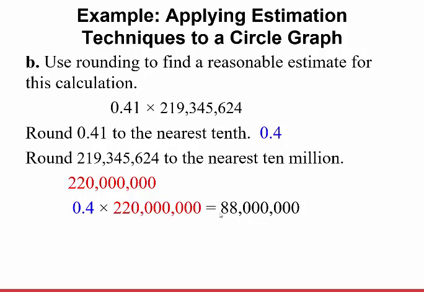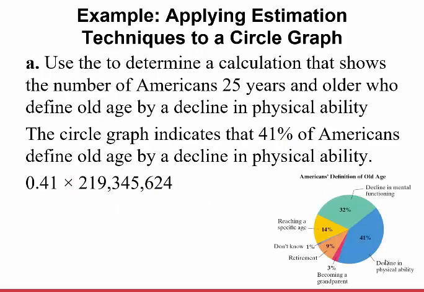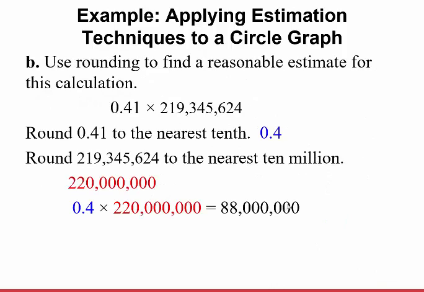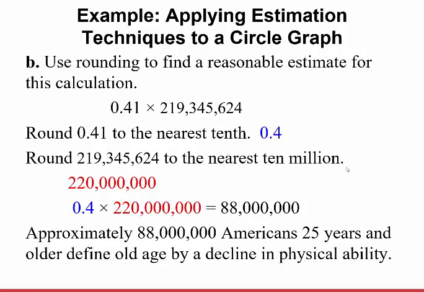Roughly 88 million Americans aged 25 years or older say, quote unquote, old age begins when there is a decline in, as they said, physical ability. A little bit easier, like you could maybe even do this in your head, instead of figuring out what exactly this is. And you'll see that it's a reasonable estimation. If you were to plug this into your calculator, you would get pretty darn close to this number right here. So we're saying approximately 88 million Americans aged 25 years and older define old age by a decline in physical ability.